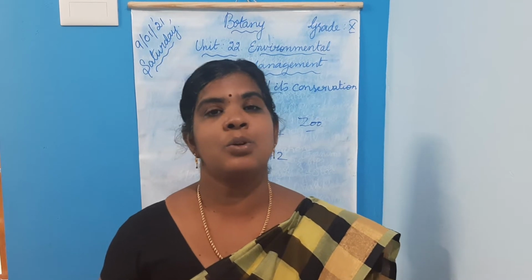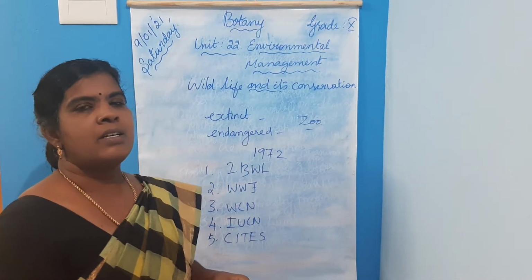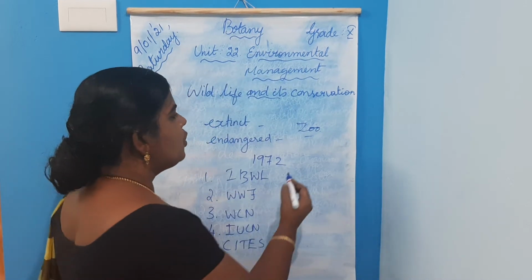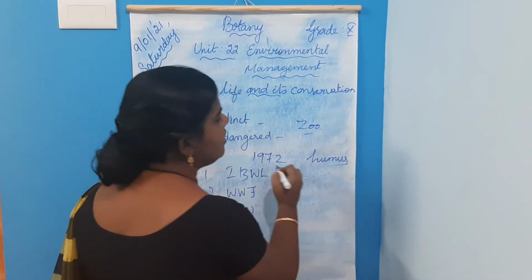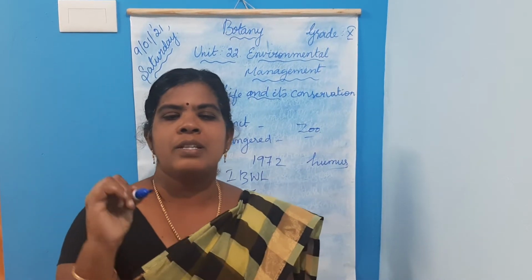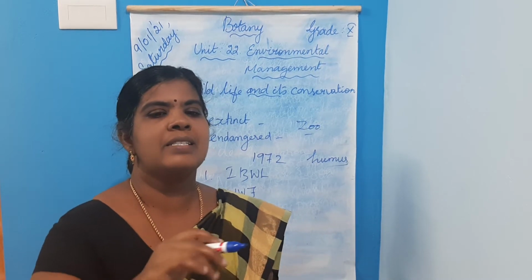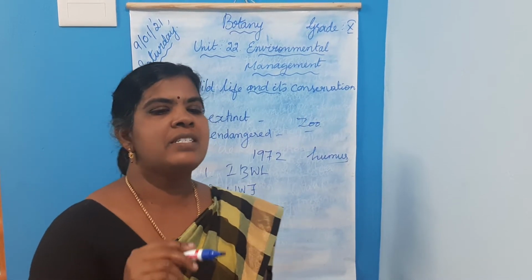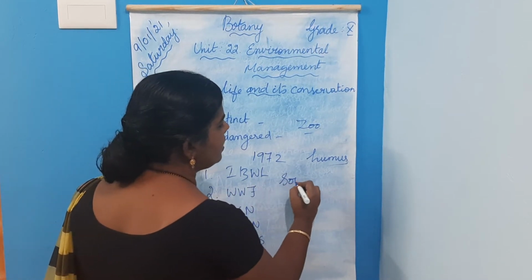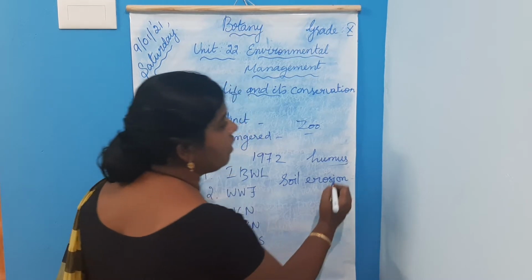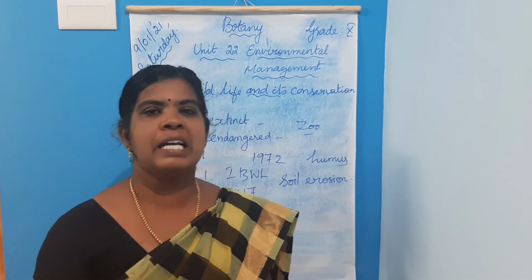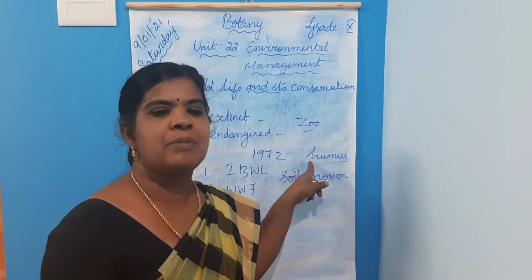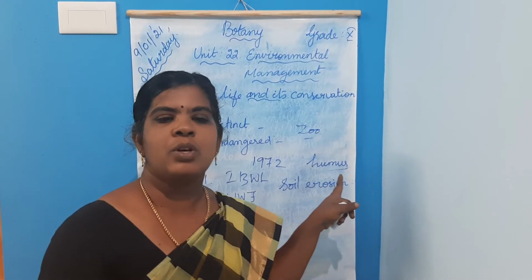Next, about soil erosion. You all know that the top layer of the soil contains humus, isn't it? Topsoil contains humus, which increases the fertility of the soil, so the fertile part of the soil is the upper part. The removal of the upper layer of the soil by wind and water is called what? Soil erosion. What do you mean by soil erosion? The top layer of the soil is rich in humus, that is the fertile part. Removal of the upper layer of the soil is called what?